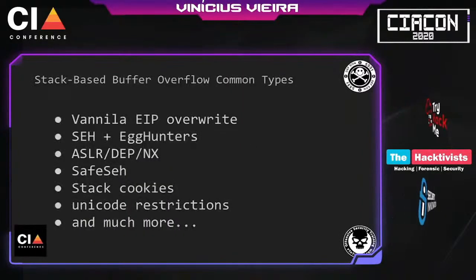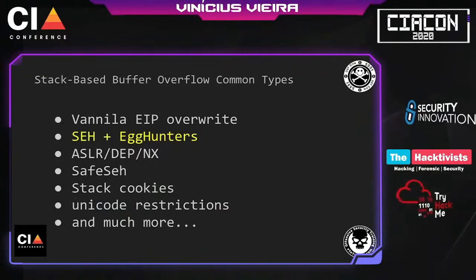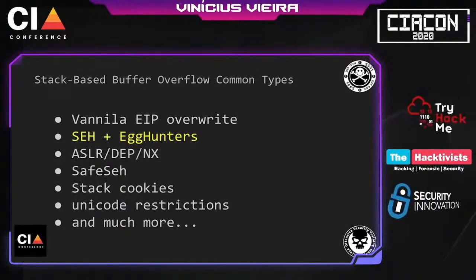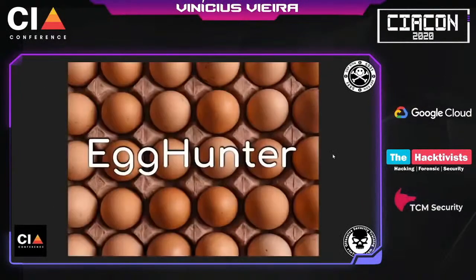So, there are several types of stack buffer overflow exploitation, such as vanilla EIP overwrite, SEH, EggHunters, ASLR, safe SEH, stack cookies, Unicode restrictions, and much more. In this talk, we'll comment on stack overflow exploits using SEH and EggHunter. Well, so far we have been able to remember some important concepts about buffer overflow, and we can go even deeper into the subject. Let's go.